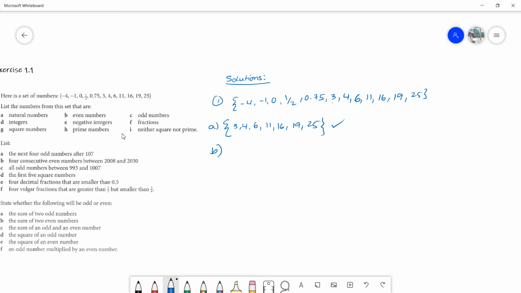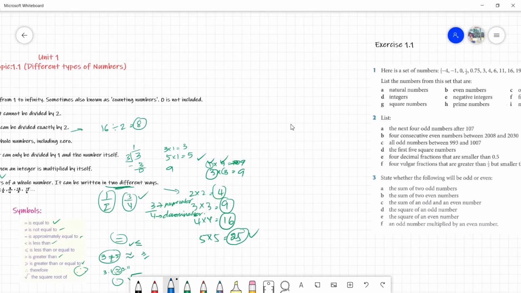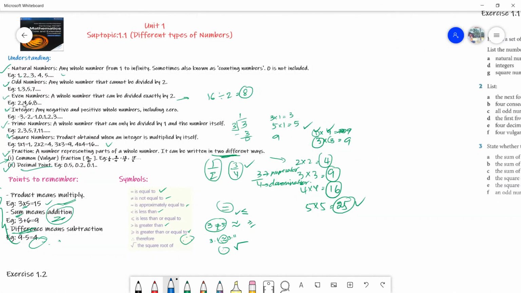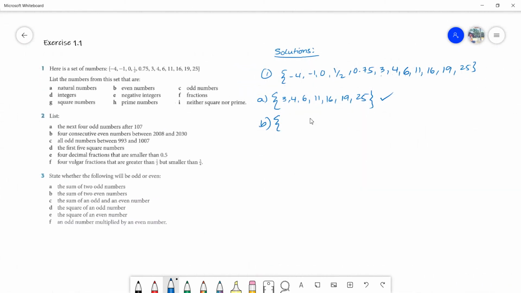Option B is even numbers. So we have to find the even numbers. So what are even numbers again? I'm going back and forth just to make your concept clear in case you have any doubt. Even numbers are any whole number that can be divided exactly by 2. Okay, so here we can see we have 4, we have 6, we have 16. Yes, so we're going to write 4, 6, and 16. That's it, done. C, the odd numbers.